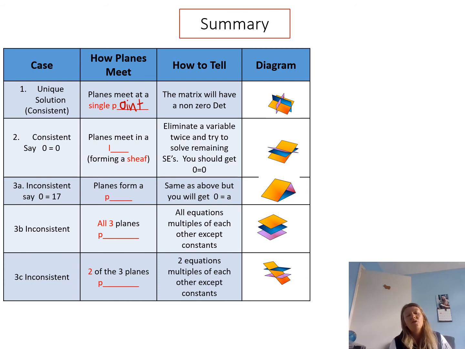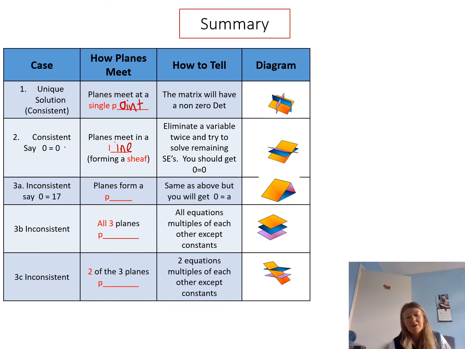Right, case 2, we get a sensible thing when we try and solve it, so they'll be consistent. But the matrix will be singular because you'll have a determinant of 0. But you'll find that when you eliminate y, the other two equations will give something that makes sense when you try and solve them. This means that the planes meet in a line, forming a sheaf. And when you eliminate a variable twice and try to solve the remaining equations, you'll get something that makes sense: 0 plus 0 equals 0. So in other words, they're consistent. That's what you get.